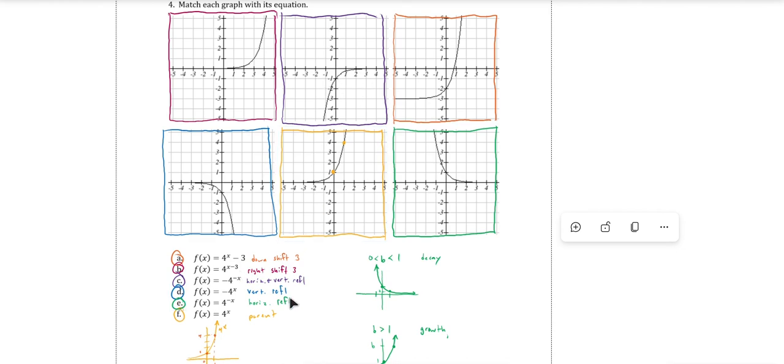So that's C. D is vertical reflection. That's just taking the parent and reflecting it over the x-axis. So that's this one here. Horizontal reflection, same thing, but over the y-axis. So that's going to be this one here. And that's going to do it for this problem.